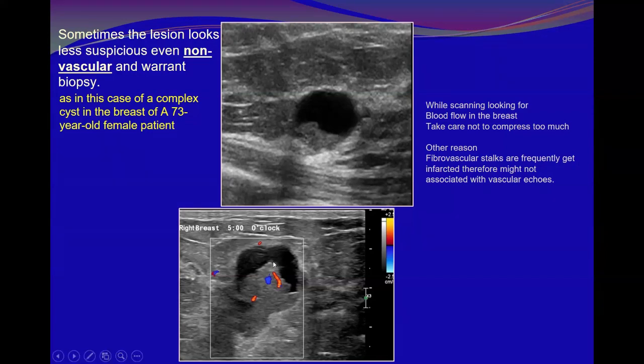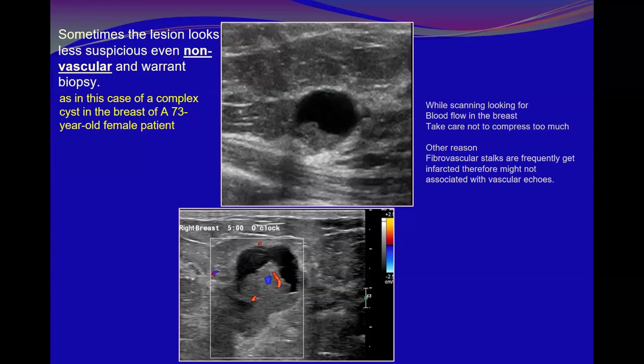Here, this is obviously suspicious. It will be BI-RADS 4, at least 4C, for biopsy. But what about this one? Any suggestion? I think it's also suspicious. The solid part is also suspicious. BI-RADS 4. Huda? Yes, excellent.